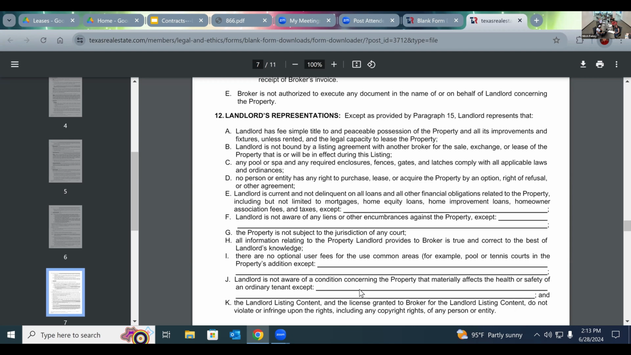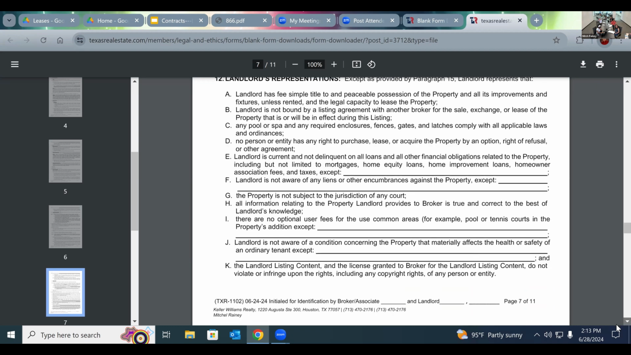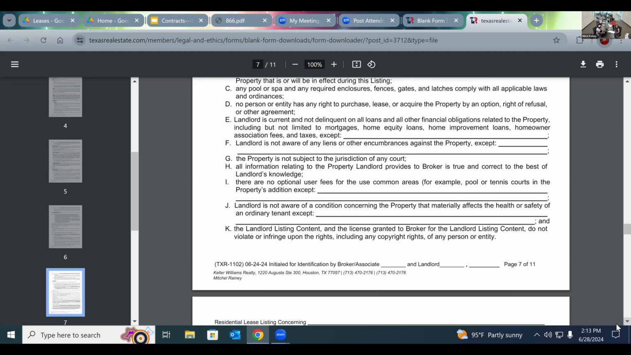Landlord is not aware of any condition concerning the property which materially affects the health or safety of an ordinary tenant. We've talked about this one a lot. What is an ordinary tenant? I don't know. It's not defined. But walk the property and look for things.